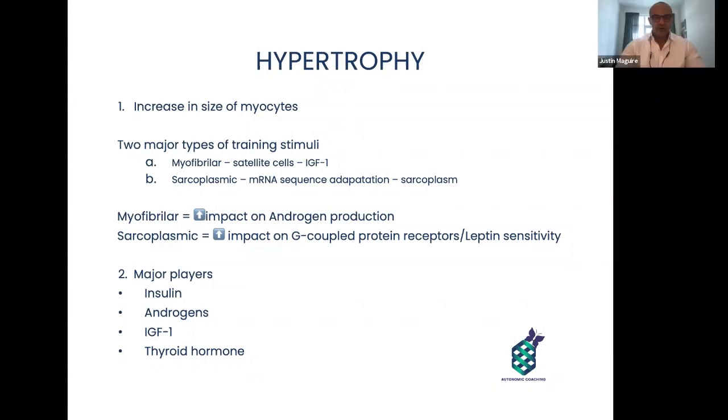Myofibril is, in essence, a type of hypertrophy where we have a greater load with a longer time of eccentric lengthening of the muscle itself. In doing so, it initiates the release of specific growth factors by activating satellite cells, an example being insulin-like growth factor 1.